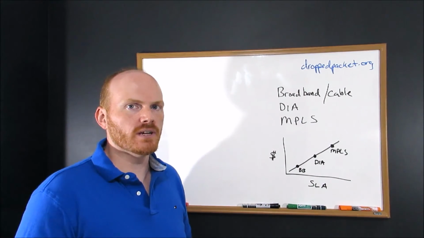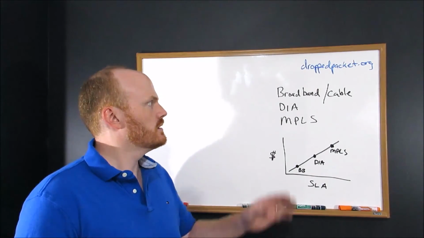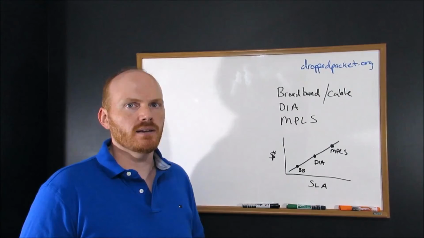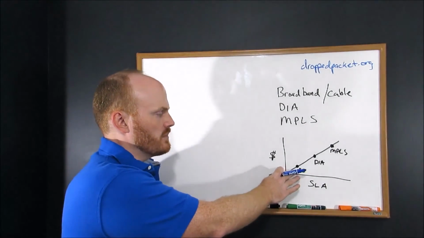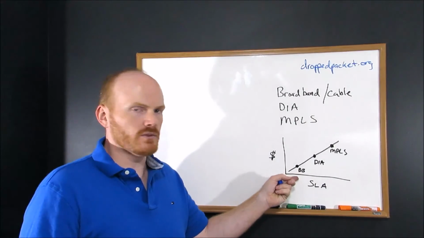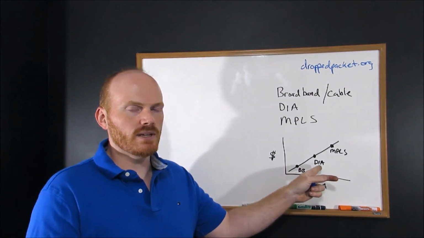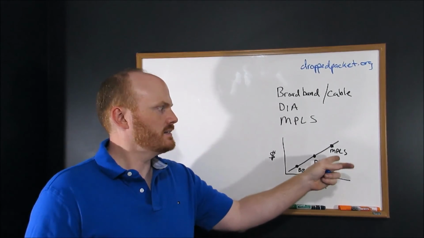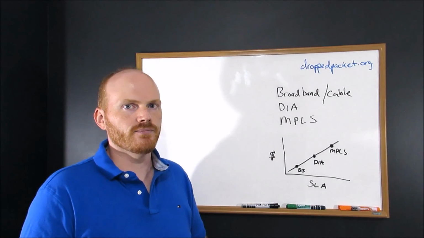Just a quick summary of what we covered today. We went over the three most popular WAN access technologies: broadband, DIA, and MPLS. Just keep in mind, broadband is usually the cheapest, comes with the worst SLAs. DIA is middle of the road, a little higher cost, better SLAs. MPLS, most expensive, comes with the best SLAs.